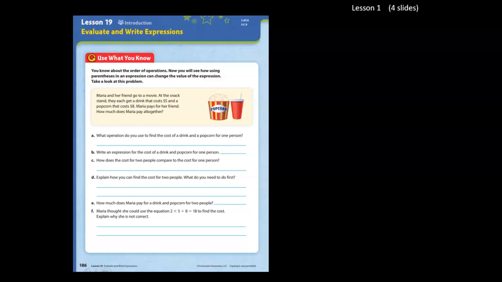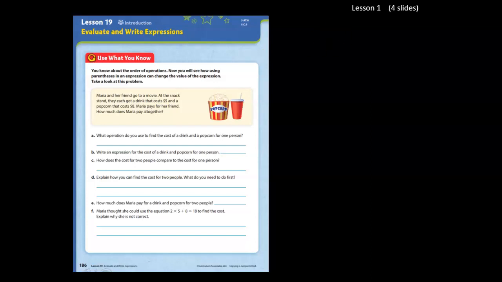Unit 19, Lesson 1 is four slides long. So we are looking at evaluating and writing expressions. We just watched the intro that kind of informed us a little bit of what we're going to be doing and how we have to solve things in order.